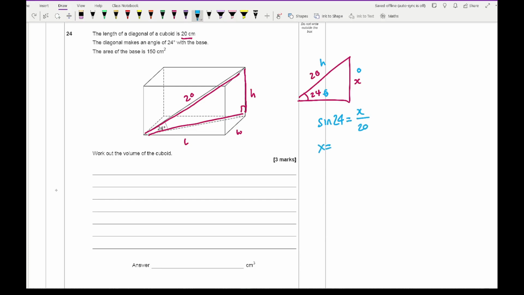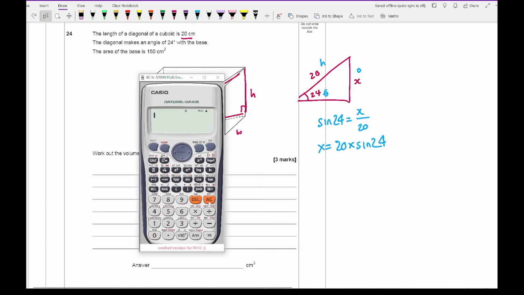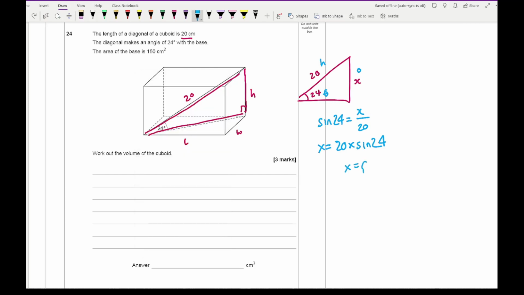So x equals 20 multiplied by sine 24. And if I type that into my calculator, which I'm going to do now, I've got 20 times sine 24, press equals, and I get an answer of 8.315. So x equals 8.135, and that's to 3 decimal places.